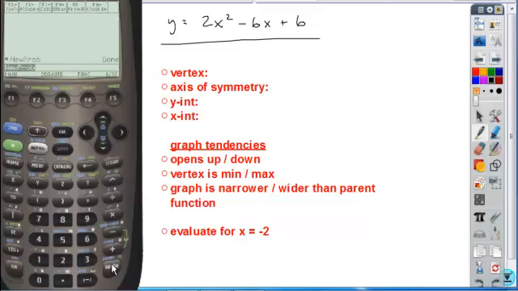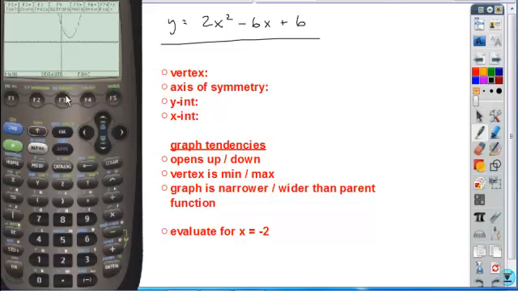So the first step on this is to enter our function. So I'm going to go to my y editor. I'm just going to replace what I have here. So I'll clear that one out and type in this new equation. So 2x squared minus 6x plus 6, hit enter. So there's my function. I've entered it on my calculator. All I need to do now is go to and view it in the graph.